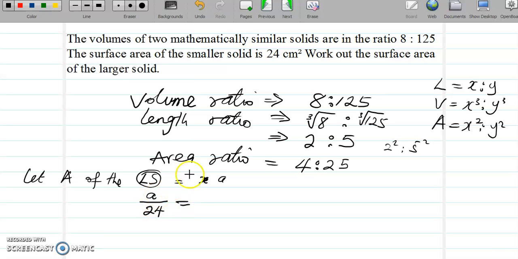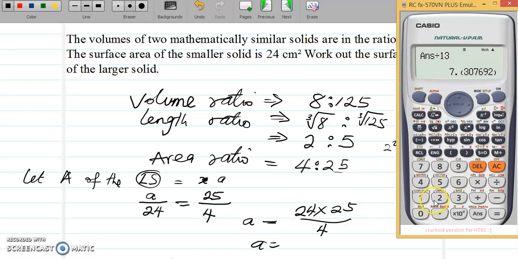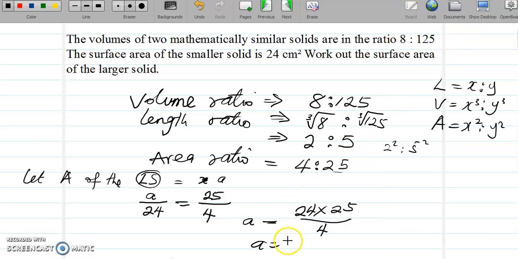So that means small a of the larger solid divided by the smaller solid, which is 24. The area ratio is 25 over the small is 4. In this case, if I cross multiply, a, that's the area of the larger solid, will give me 24 times 25, and whatever I have, I'll divide it by 4. 24 times 25 gives us 600. 600 divided by 4, we have 150.